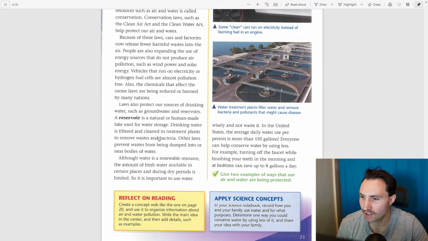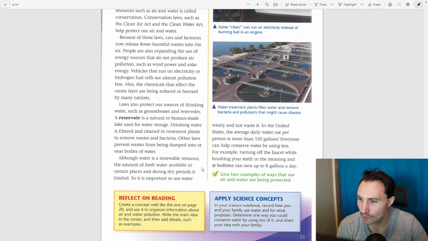Drinking water is filtered and cleaned in treatment plants. So this is what I'm looking at. If you look over here, here is a water treatment plant that can remove the bacteria and pollutants that might cause diseases or harm the water. Other laws prevent waste from being dumped into or near bodies of water.